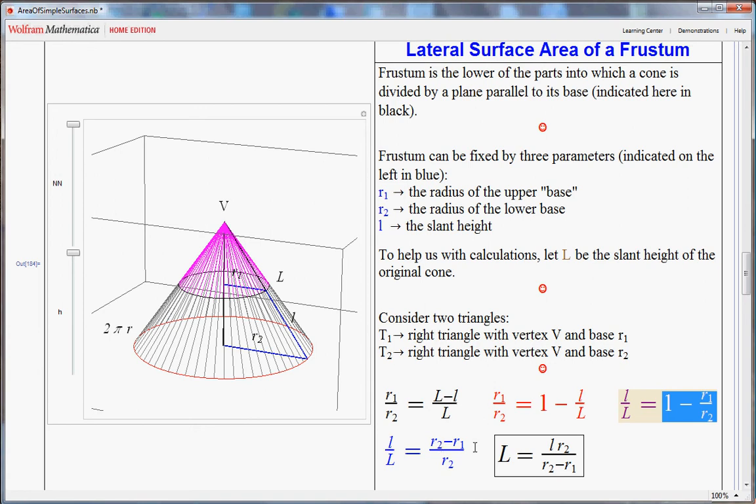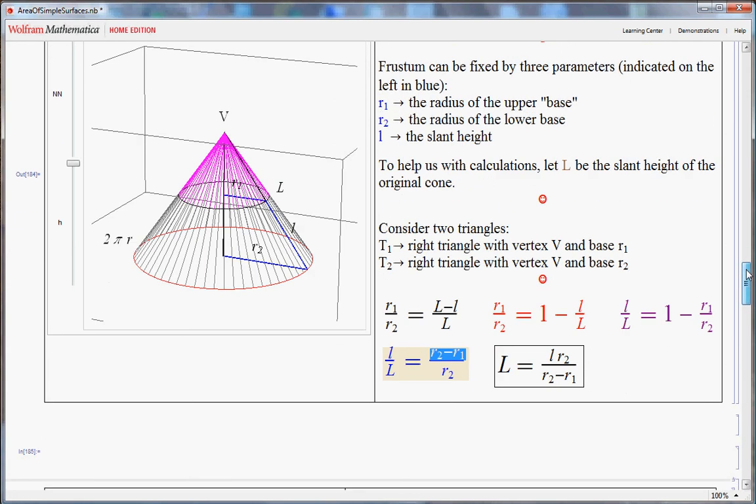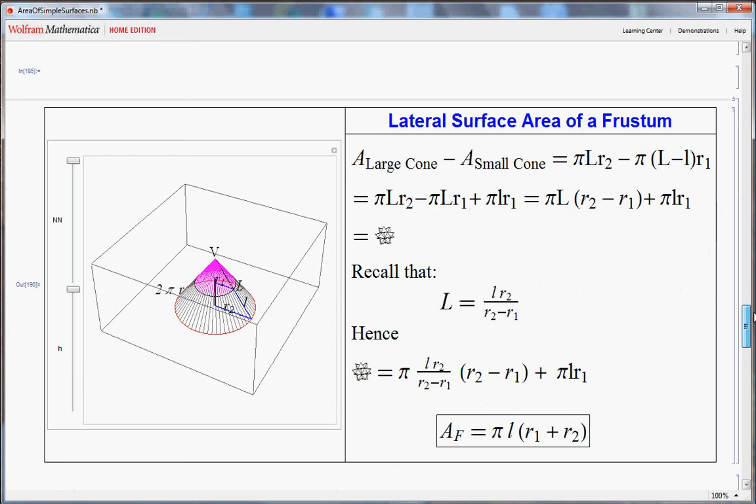Now, the blue equation is very nice for extracting capital L from it. Namely, we use simply standard cross multiplication, and we get L equals little l times r sub 2 divided by r sub 2 minus r sub 1. So we have obtained the formula for the auxiliary parameter L, and that's the slant height of the original large cone. Having L, finding the lateral surface area of the frustum will be quick.